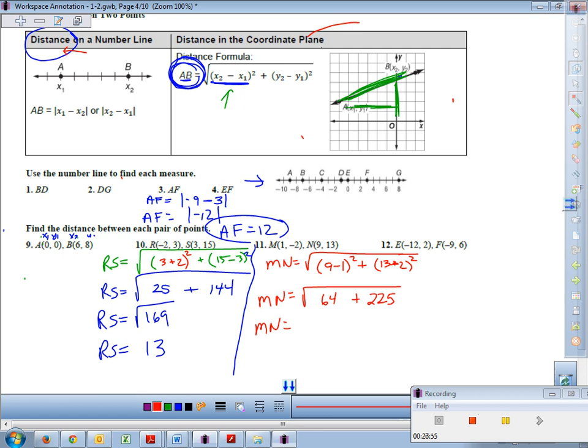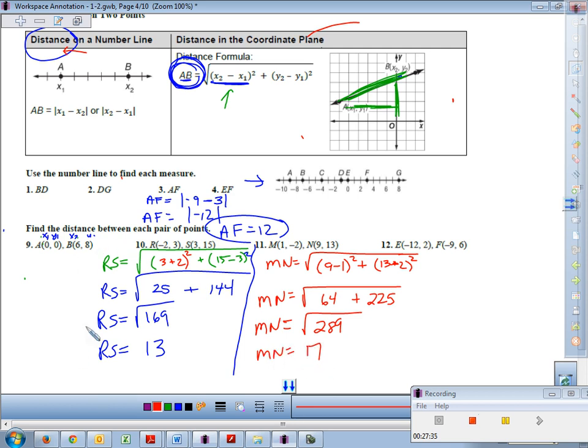And now we need to add those together. 64 plus 225. 289. Are we okay with what we have so far? Well, let's check. Is 289 a perfect square? 289 is a perfect square when you punch it in, so this is from M to N equals 17.